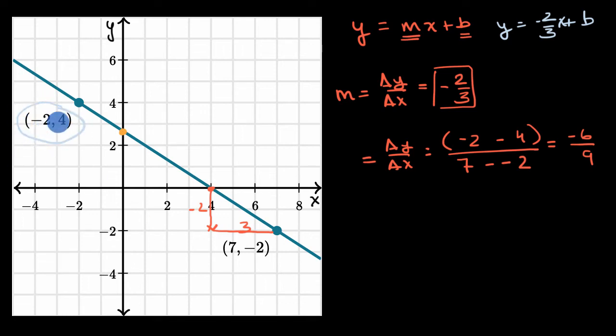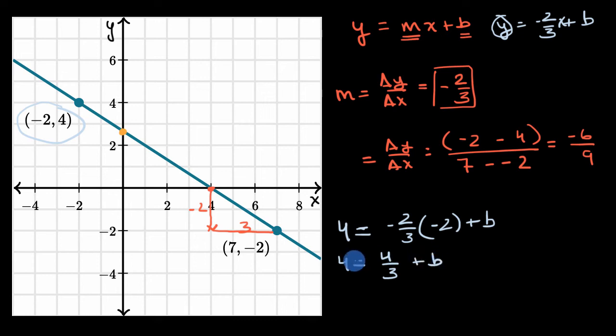So when x equals -2, y is equal to 4. So let me substitute that in here. So y is equal to 4. So 4, I just substitute this y with 4, is equal to -2/3 times x, so times -2, plus b. And so let's see, this is 4 is equal to -2/3 times -2 is going to be +4/3 plus b. Now, if I want to solve for b, I could subtract 4/3 from both sides, and I will get b is equal to 4 minus 4/3.